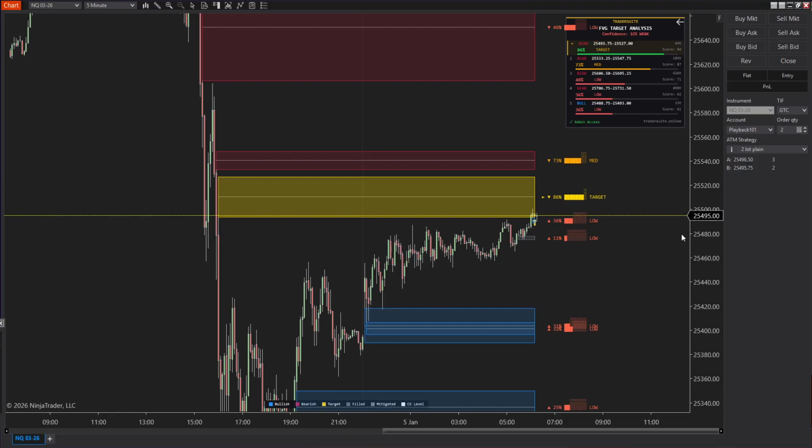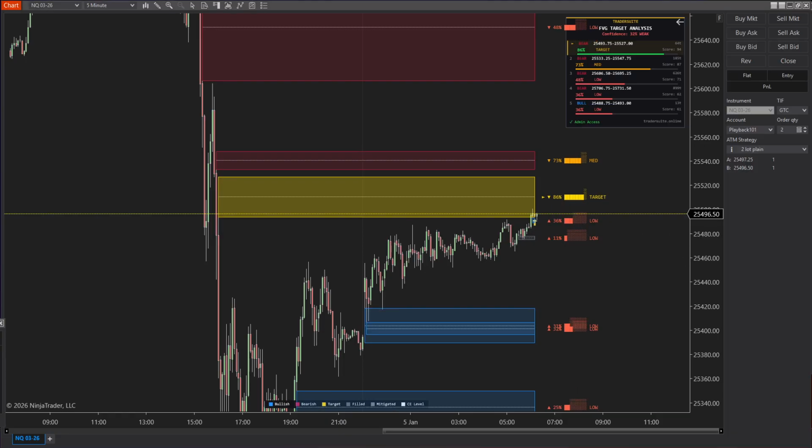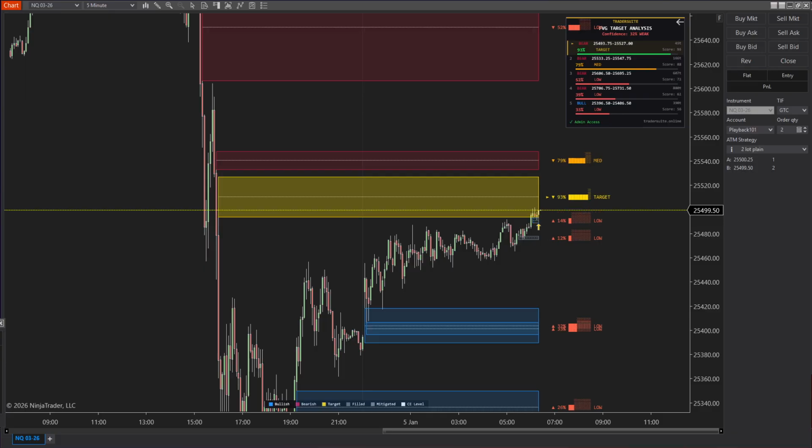Notice the gold arrow on the current bar? As the target shifts from above price to below price, the arrow flips. That's your instant directional bias updating in real time.